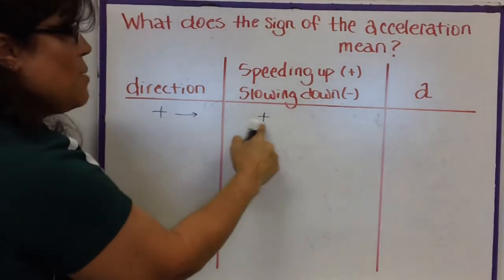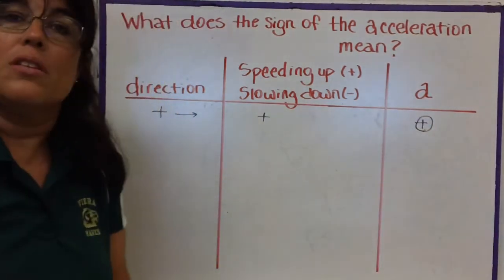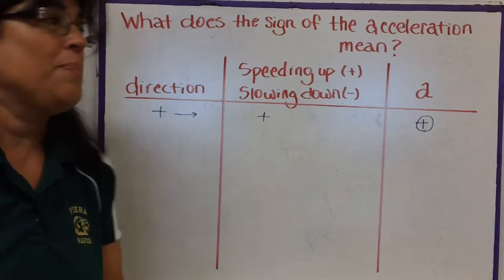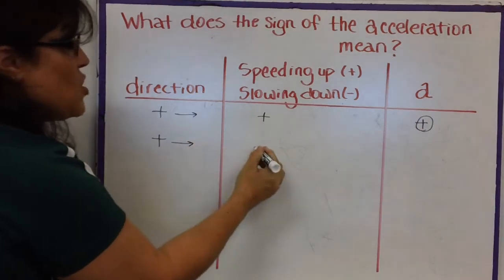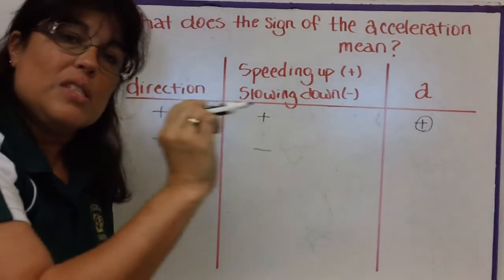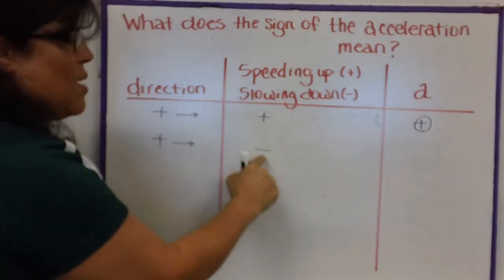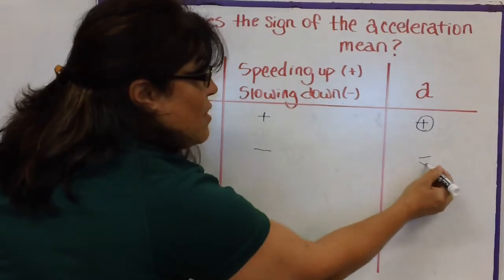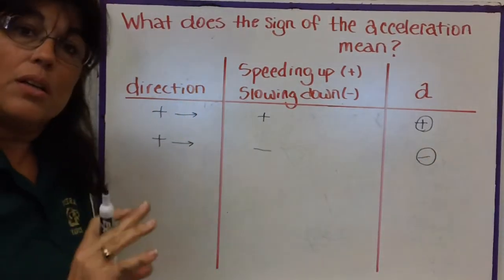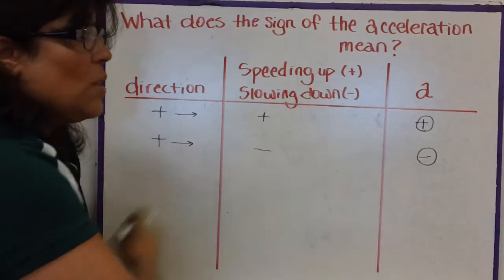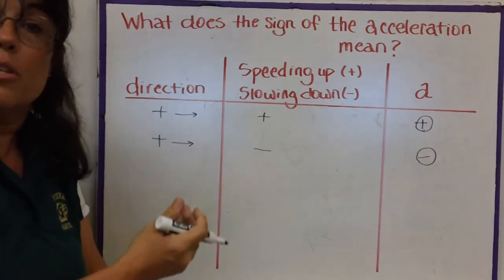Well, positive times a positive is a positive. So this means that our acceleration is going to have a positive sign. Now let's look here. It's moving in a positive direction, but now it's slowing down. So we're moving this way, but getting slower and slower. This means that a positive times a negative is a negative value. Our acceleration is negative. Now here comes the difference. This makes sense to a lot of people: if you have a positive acceleration, you're getting faster, and if you have a negative acceleration, you're getting slower.